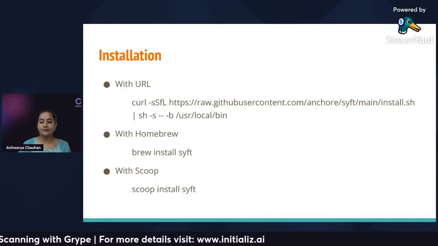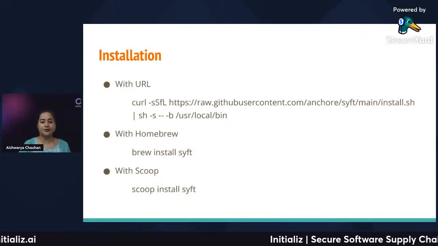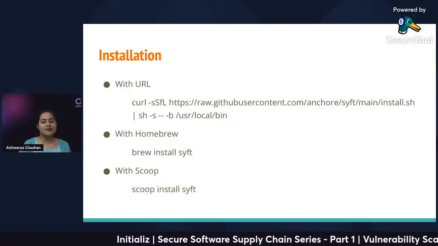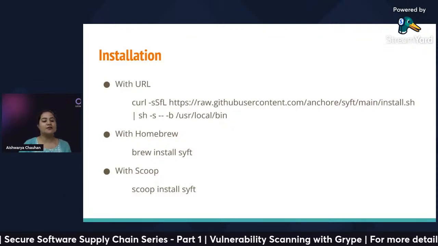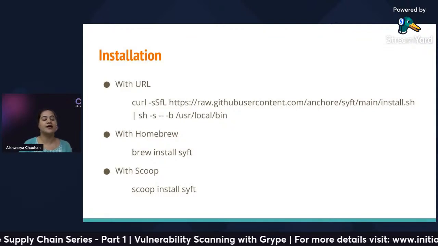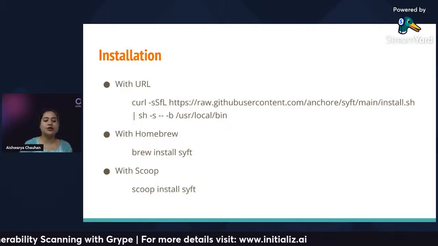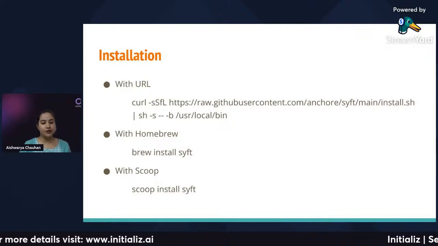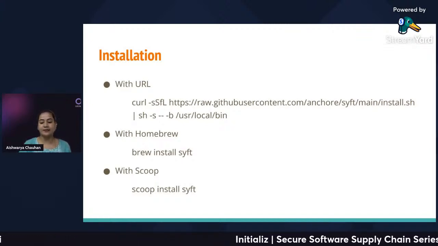So these are some of the installation commands. Don't worry, I'll be showcasing the whole process. With the URL, as always, we can use the URL to install this. I will be using WSL, that's again the Windows Subsystem for Linux, so I'll be using Homebrew. You can also use Homebrew for Mac. And if you want to run it on Windows, you can always use Scoop or Choco. So it's up to you.